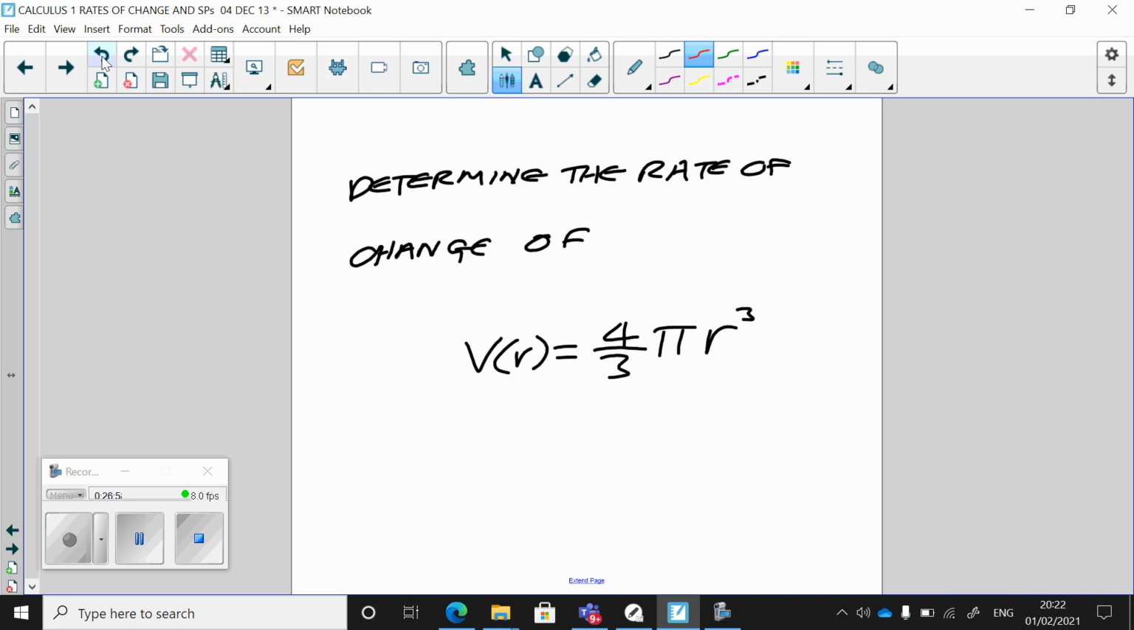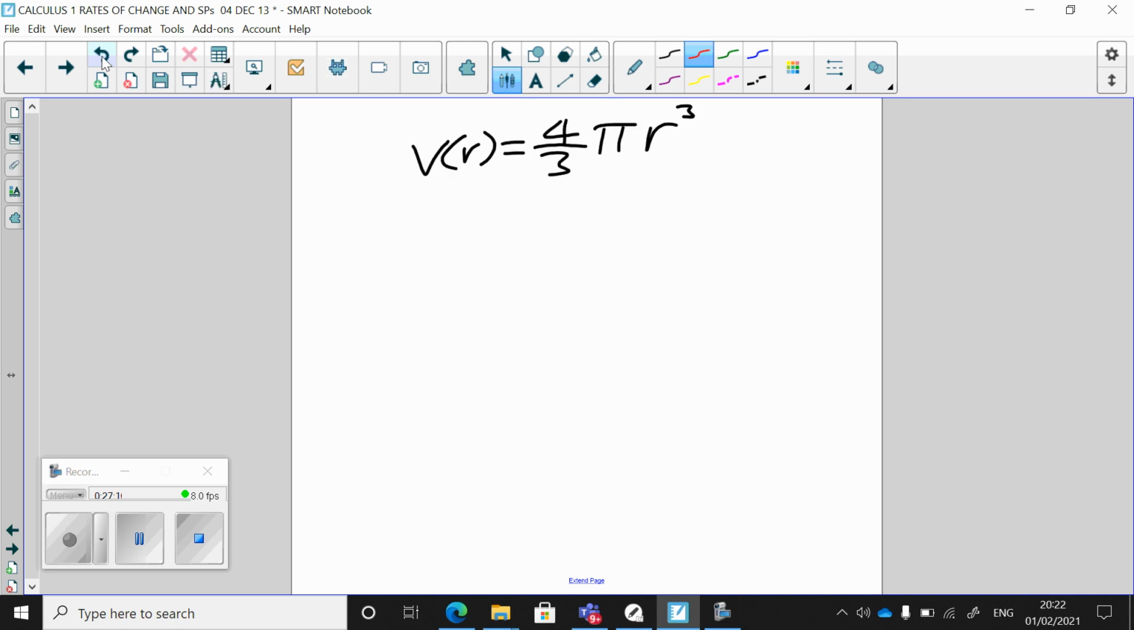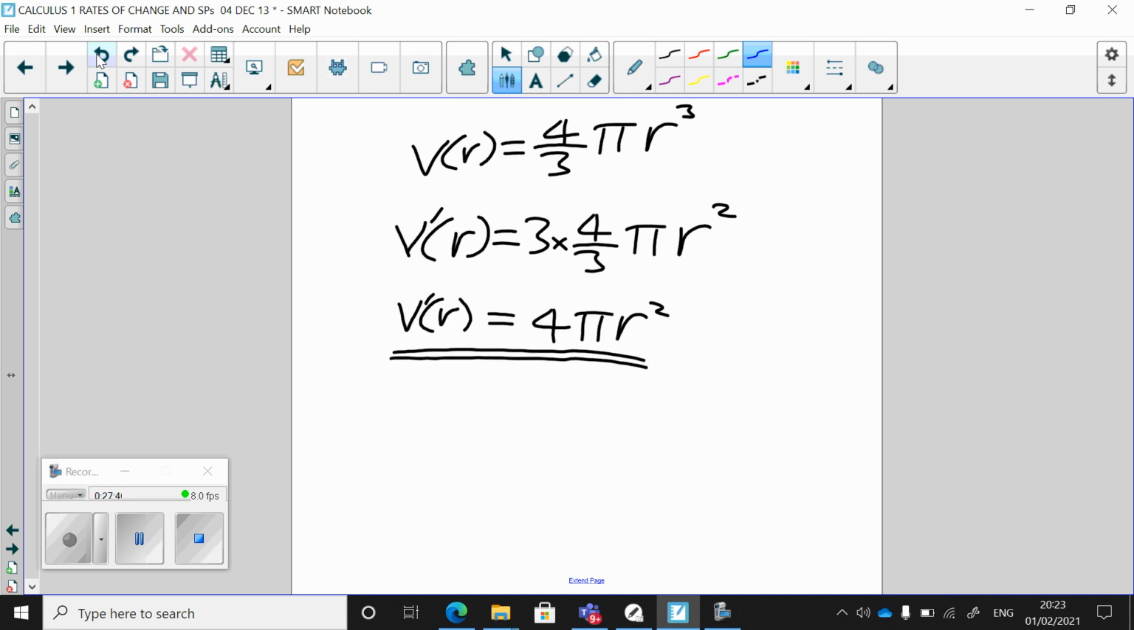Determine the rate of change of V of r. That's what it means. V depends on r. 4/3 pi r cubed. Okay. So here, this part here, that's just a number. That's like the number in front of x. So what you want to do here is just bring the 3 down the front. Bring the 3 down the front, and that will times the 4/3, and hopefully that will sort itself out. What's 3 times 4/3? Hopefully you're seeing 4. That's just 4 times pi r squared.